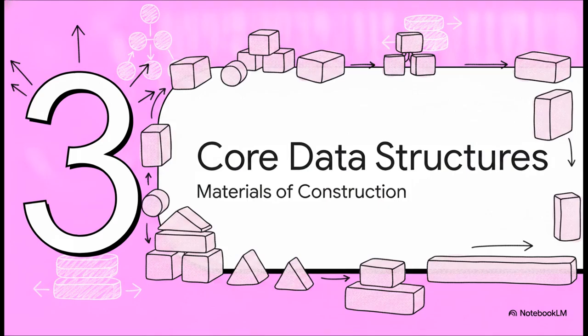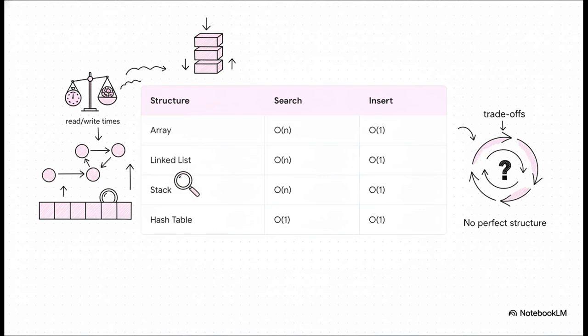Moving to Section 3, core data structures. These are your materials of construction. Because algorithms don't operate in a vacuum, right? They operate on data structures: arrays, linked lists, stacks, queues, trees, graphs, and there is no perfect structure. Every single choice is a strict engineering trade-off. You're constantly balancing memory usage, read times, and write times based entirely on what your specific app needs to do.